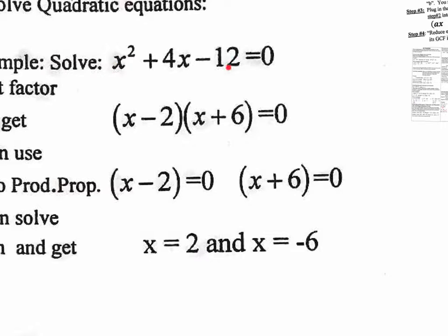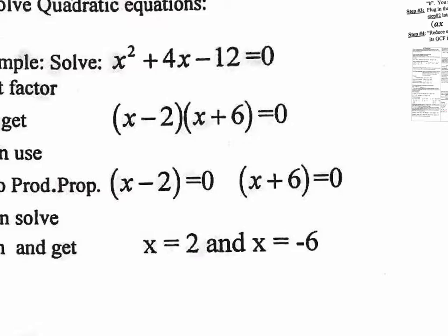All you have to do is think what times what is negative 12, that if you combine together is positive 4. So what times what is negative 12 that if I add together is positive 4? The answer is right here. Positive 6 and a negative 2. If I multiply these guys together, it will give me the negative 12. If I add them together, it does give me the positive 4. Now that it says something times something equals 0, now you could split them and set them each equal to 0. And then you solve each equation, simple equation, and you get two answers.